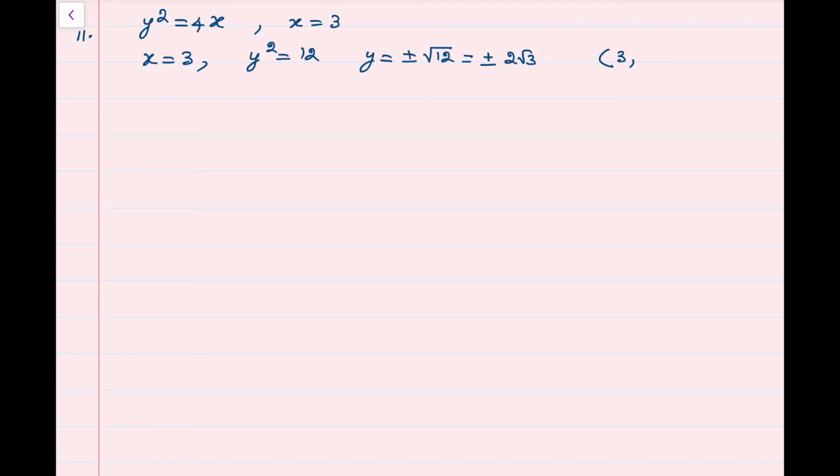Question number 11. Find the area of the region bounded by the curve y square is equal to 4x, which is a parabola, right side parabola, and the line x is equal to 3. And this line x is equal to 3 is parallel to y axis. Let us solve these equations. If x is 3, y square is 12. Therefore, y will be plus or minus root 12, which is plus or minus 2 root 3. Therefore, the points of intersection are 3, plus or minus 2 root 3.